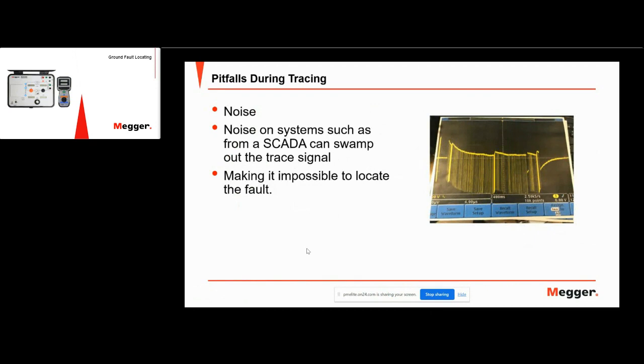Noise is another common problem we run into, especially in today's world where we're seeing a lot of SCADA systems, a lot more digital noise on there. This can interfere with your tracing signal, and it can make locating the fault extremely difficult, if not impossible. So this is another thing we need to actually take into consideration when tracing a ground fault.